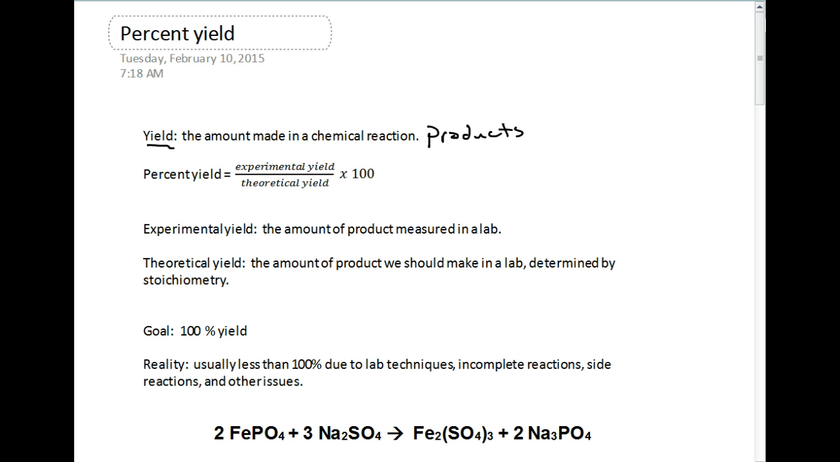And that amount could be measured in grams, it could be measured in liters. Those are our two typical measurements that we're going to do. We probably wouldn't measure in atoms with respect to a percent yield problem.